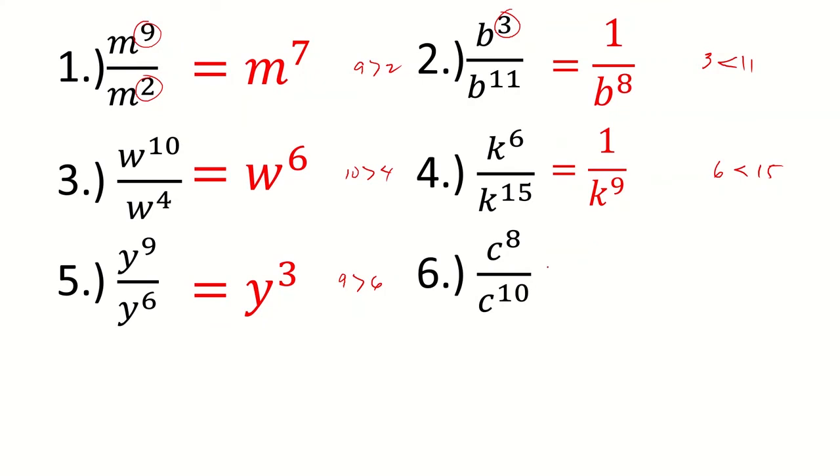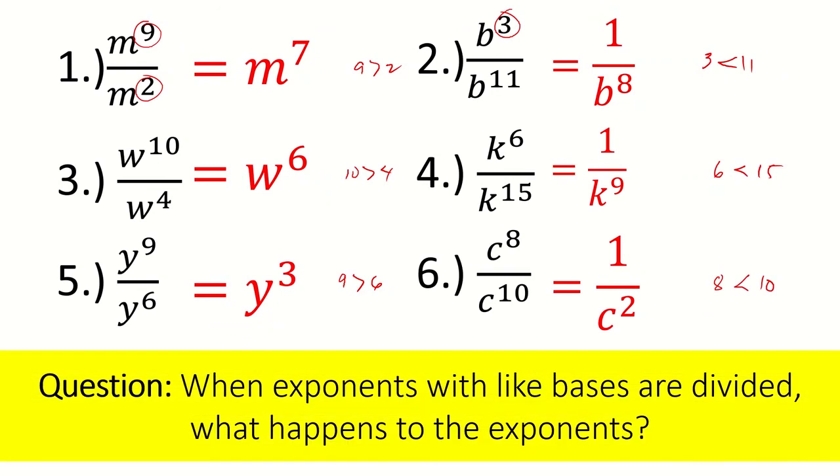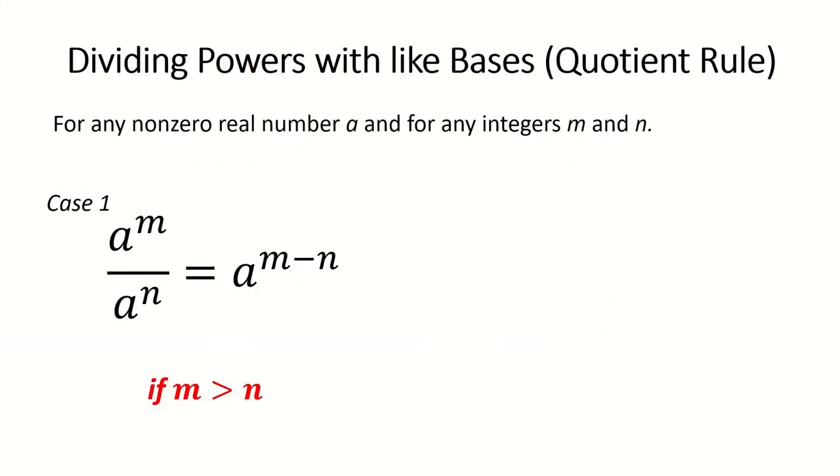Then how about c to the power of 8 divided by c to the power of 10? This is 1 over c squared, because again, 8 is less than 10. So, when exponents with like bases are divided, wherein the exponent in the numerator is greater than the exponent in the denominator, what happens to the answer? Okay, that's correct.